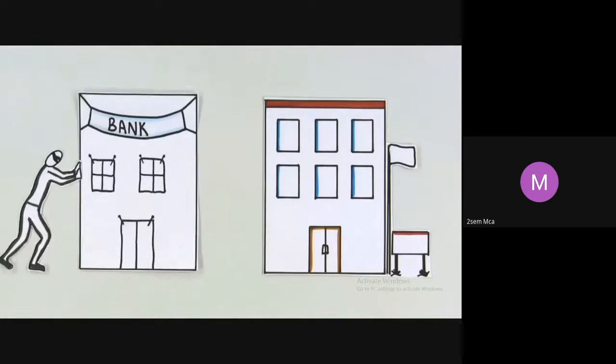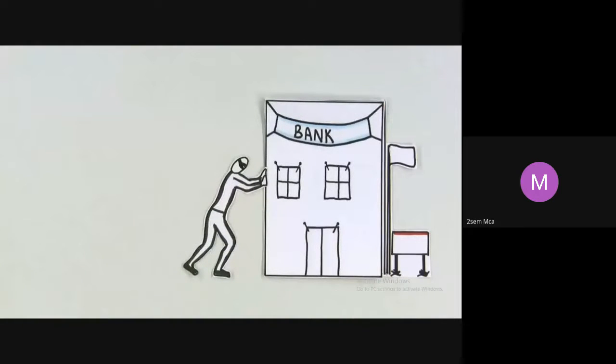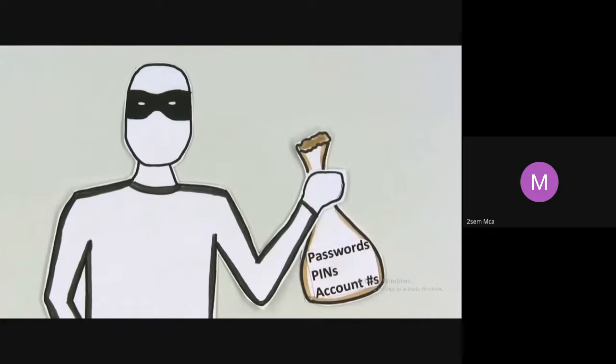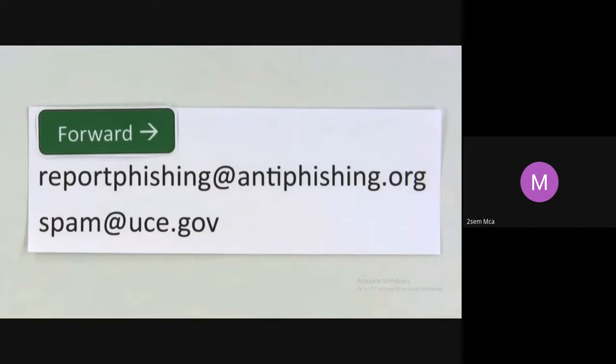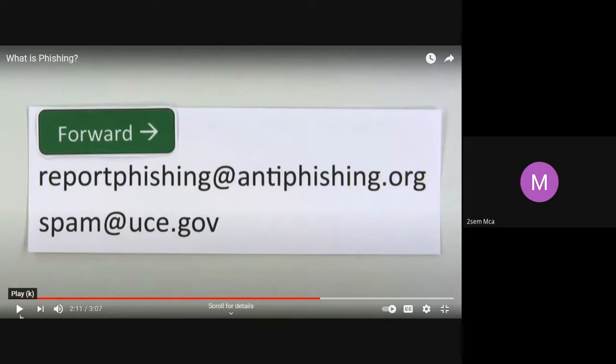Problems occur when criminals impersonate these organizations and fool you into handing over sensitive information like account numbers, passwords, and PIN numbers. The key to avoiding this scam is awareness. Here's one example. You receive an email that looks like a trustworthy message from a bank. It asks you to click to report phishing at antifishing.org. Please make a note of this website. Whenever you are the prey of the phishing attacks, immediately report to the anti-phishing organization to take the necessary actions.